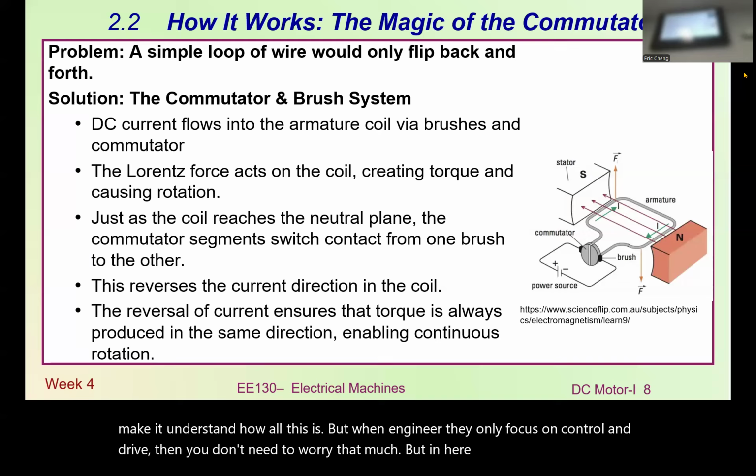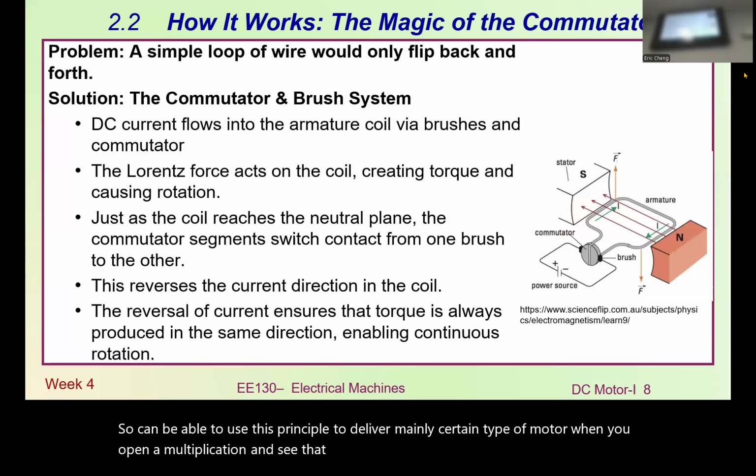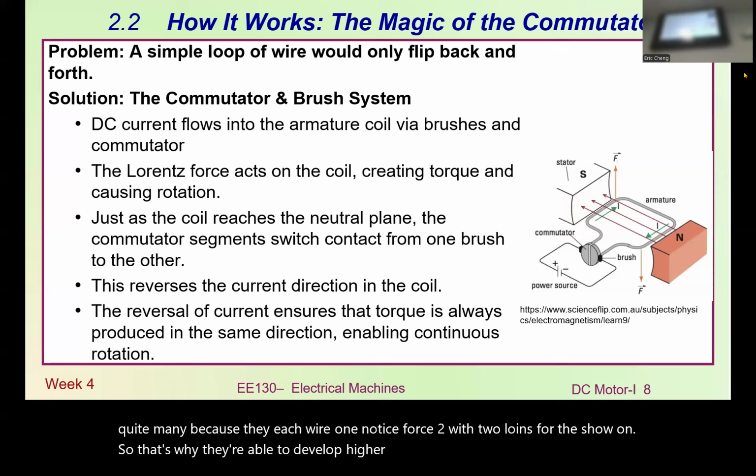We are able to use this principle to develop many different types of motor. When you open up a motor, you can see that the motor windings can be quite many, because each wire gives one Lorentz force, two wires give two Lorentz forces, and so on. That's why we are able to develop higher power motors. So that's the concept.